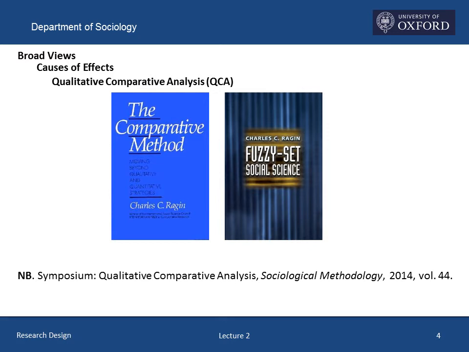Methods based on Boolean algebra and truth tables, which purport to deal with such small n situations, have been developed by Charles Ragin, and a whole style of work, often branded QCA, which stands for Qualitative Comparative Analysis, has popularized the approach that he advocates. I'm not going to discuss this work in these lectures, but should you be interested, I draw your attention to Ragin's two principal expository texts, and to a recent symposium in sociological methodology which subjects the Ragin approach to severe criticism.